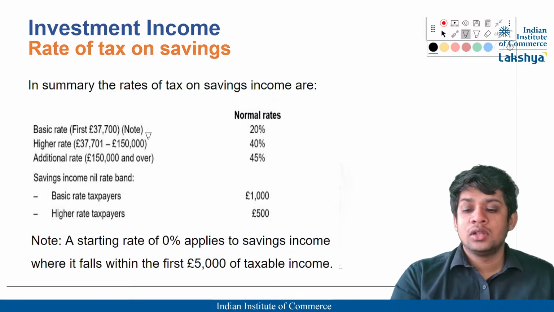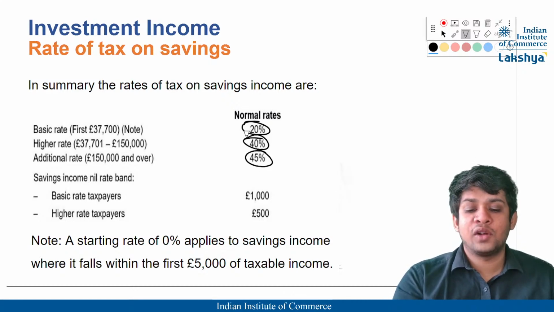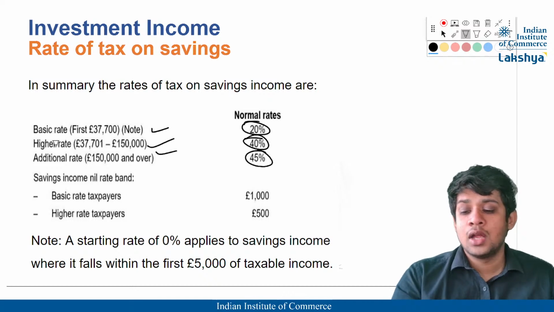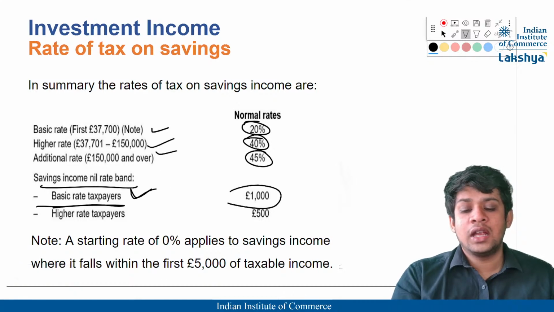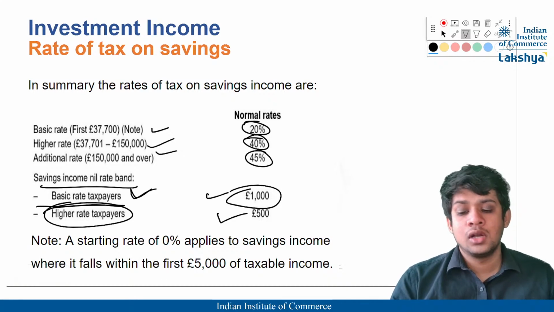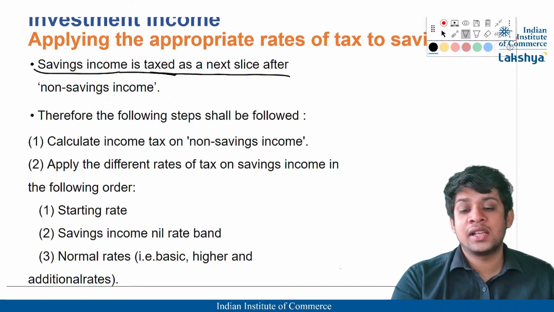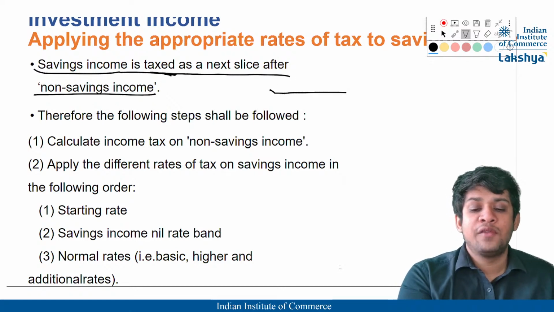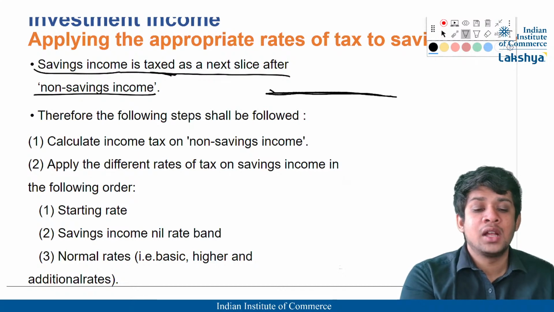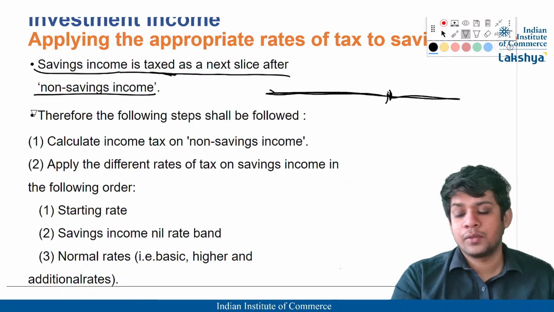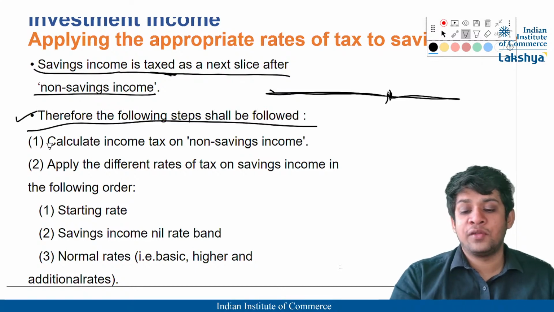Okay. So the tax rules apply the same, 20, 40 and 45%, and the limits are also the same. But note that if he is a basic rate taxpayer, he will get a nil rate band on his savings income up to £1,000, and if he is a higher rate taxpayer, he will get a nil rate band of £500 on his savings income. Okay. Savings income is taxed as the next slice after non-savings income. As I told you, first non-savings income will occupy the part, then from there the savings income will start. Okay. Therefore, the following steps shall be followed.